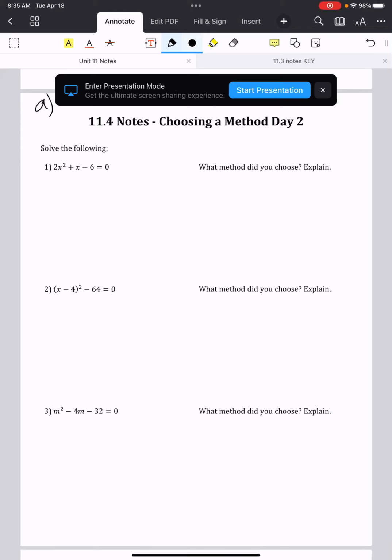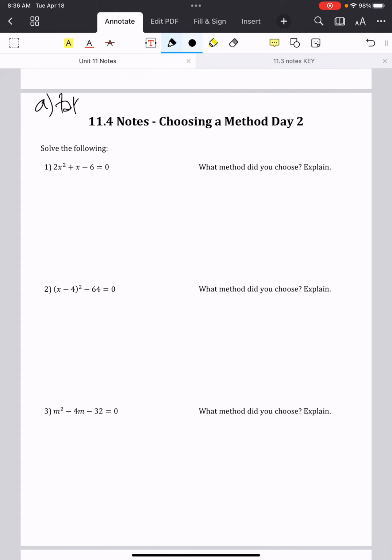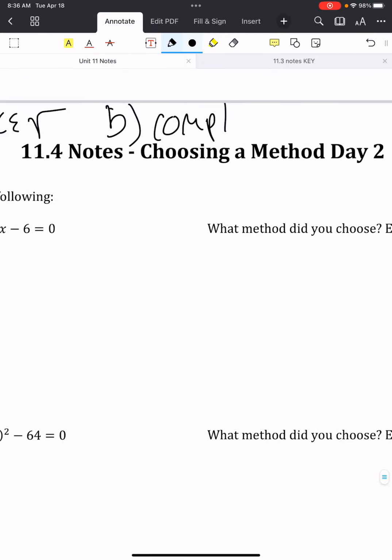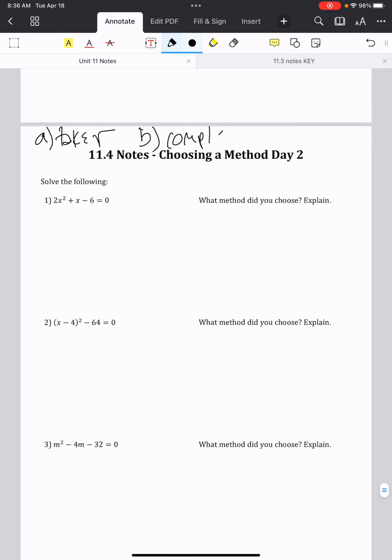We'll call A take square root. B we'll call complete the square. C we'll call factoring. And D we'll call quadratic formula.